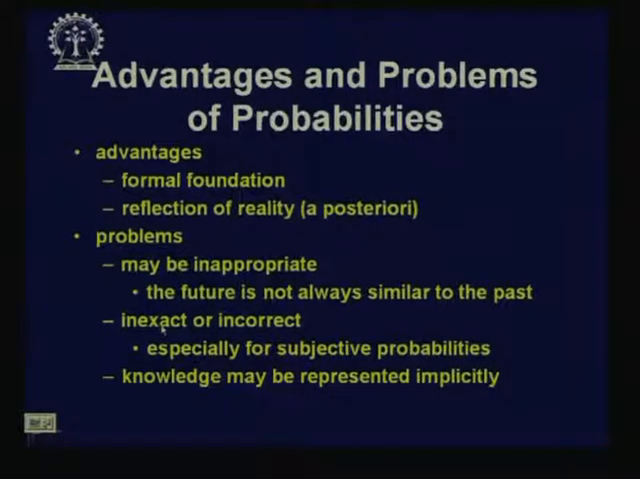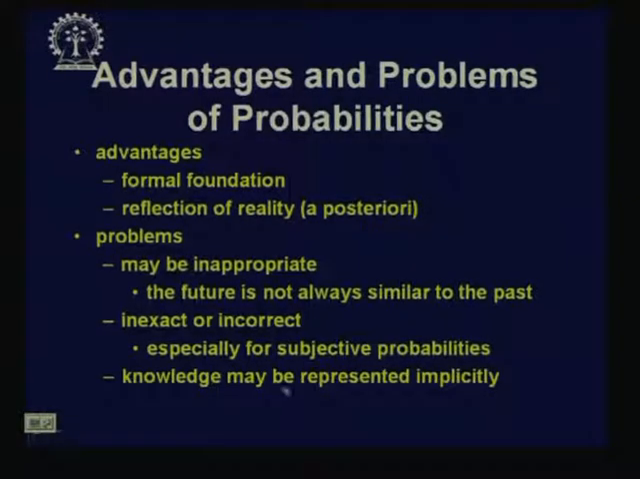The second thing is that it may be inexact or incorrect, especially for subjective probabilities. If we compute the probabilities based on a large number of experiments that we do, that is fine, no problem with that. But in many cases, we cannot carry out so many experiments for all the rules, and therefore, we often have to go by some subjective measures and subjective inputs, and that is where the inaccuracies may creep in.